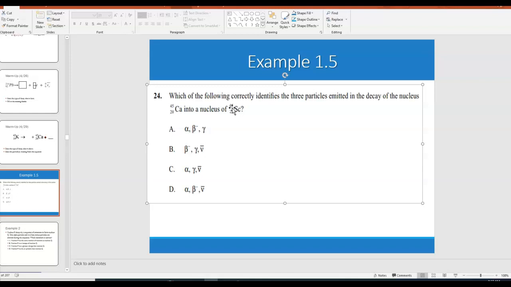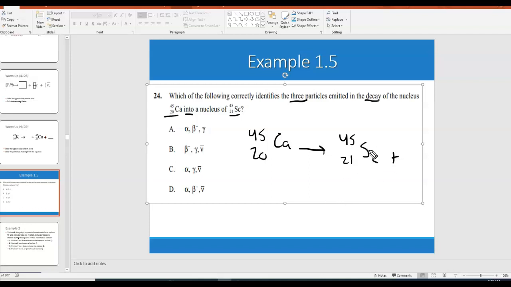It's whatever 45, and we can see the atomic number of both. So this is an IB question, and you can see it's asked in a way where we don't actually need a periodic table to answer this question. Okay, so what three particles are emitted in the decay of calcium 45? So if I start with calcium 45, I'm given that information, and it says into a nucleus of this. Okay, so I'm just going to write what the product is going to be. That is the daughter nucleus.